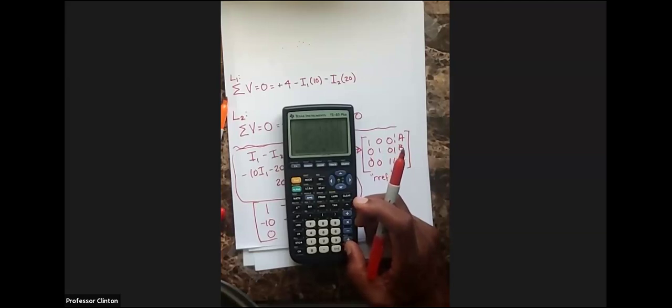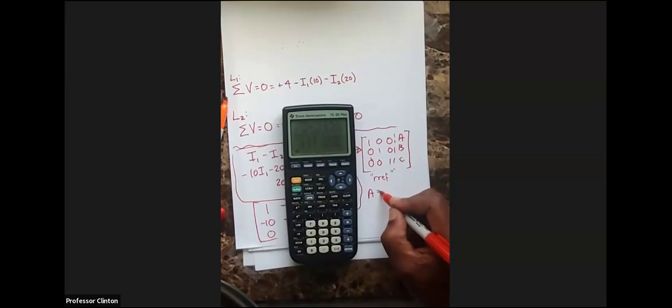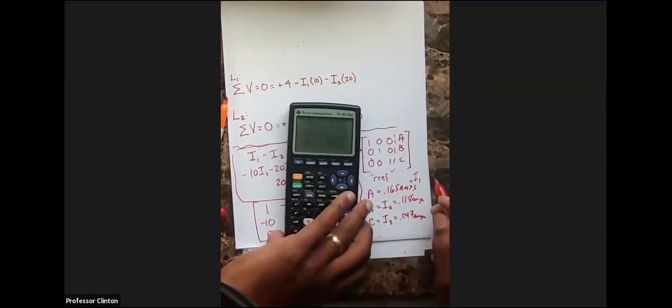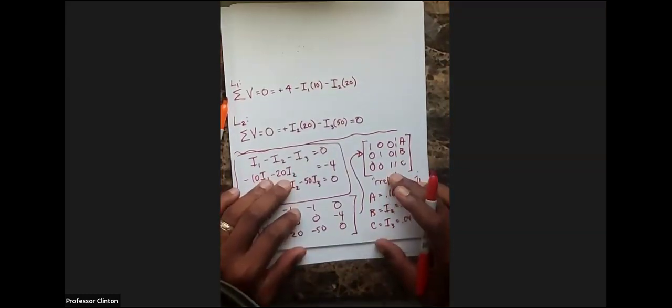And then now my next button is going to tell me my answers. So A turns out to be equal to 0.165, and this is going to be in amps. This was I1. B, or I2, is equal to 0.118 amps. And then C, or I3, is equal to 0.047 amps. And so that's how you'll solve these problems.